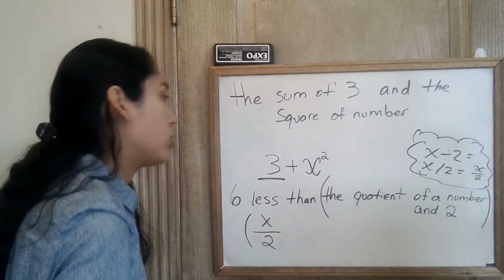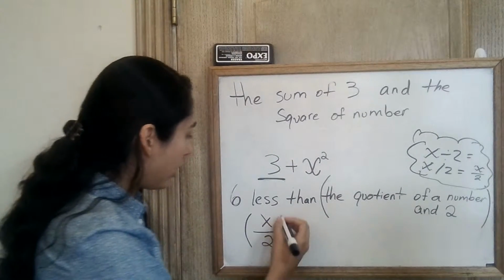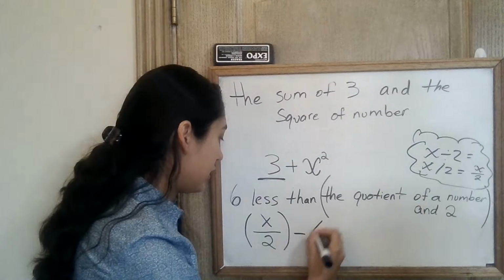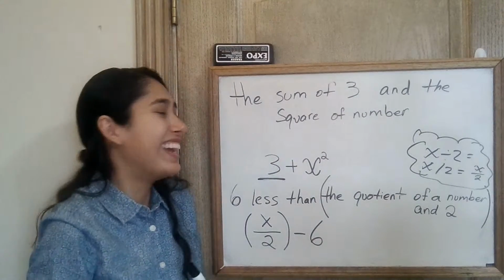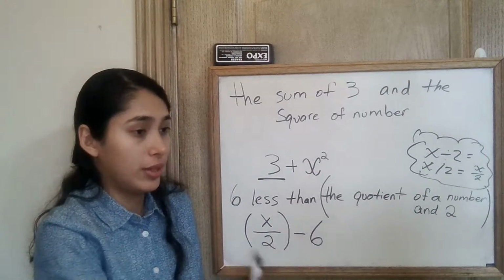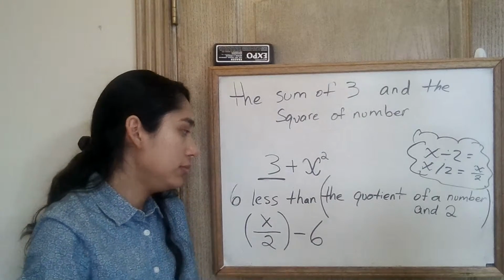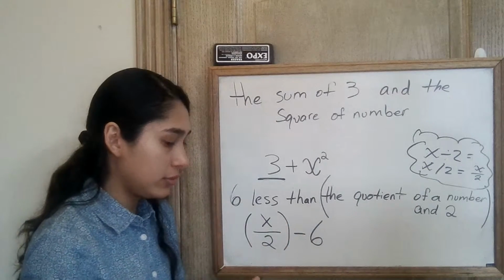Okay. So quotient of a number and 2, and then all of that is going to be less than 6. This is why I prefer algebraic expressions written out in formulas. Someone might have meant something else instead of this.